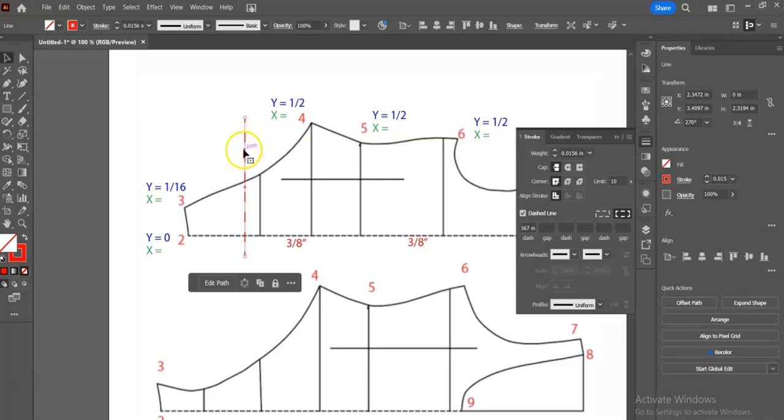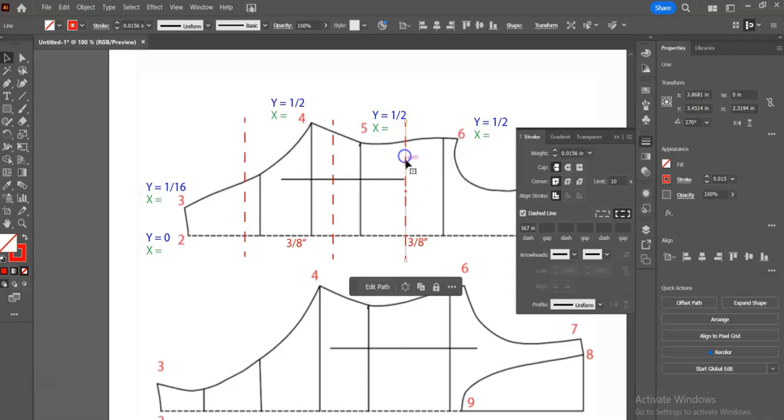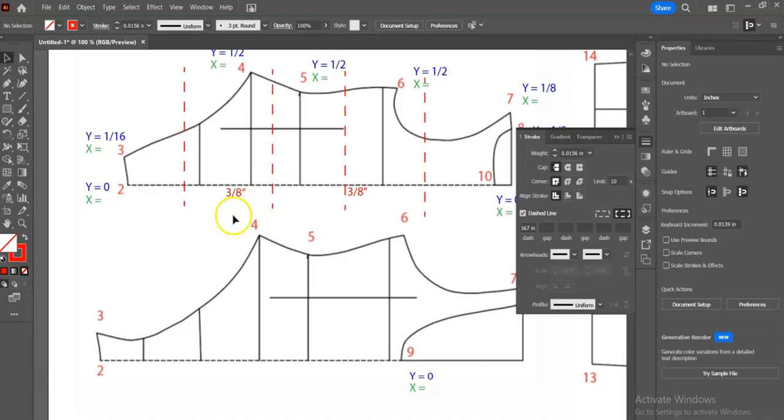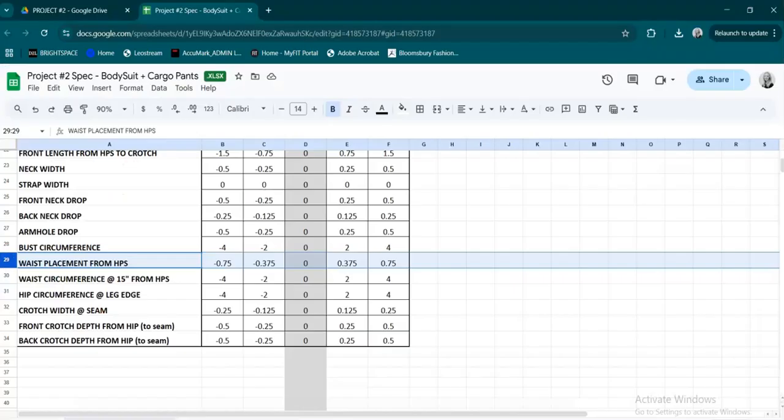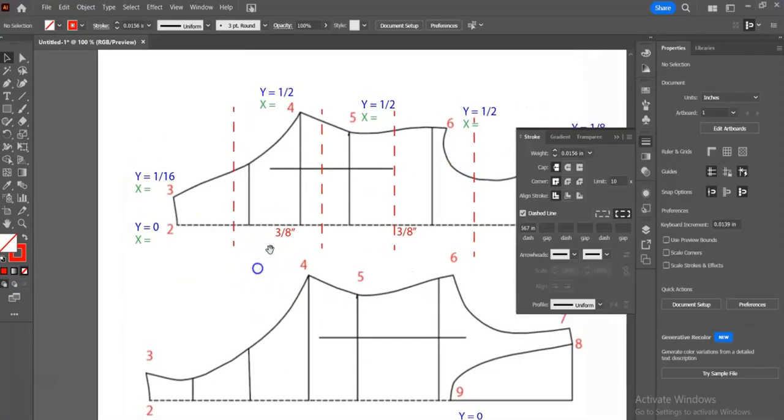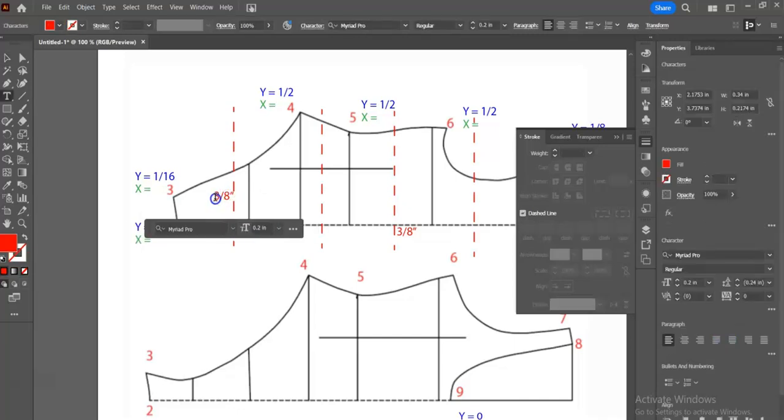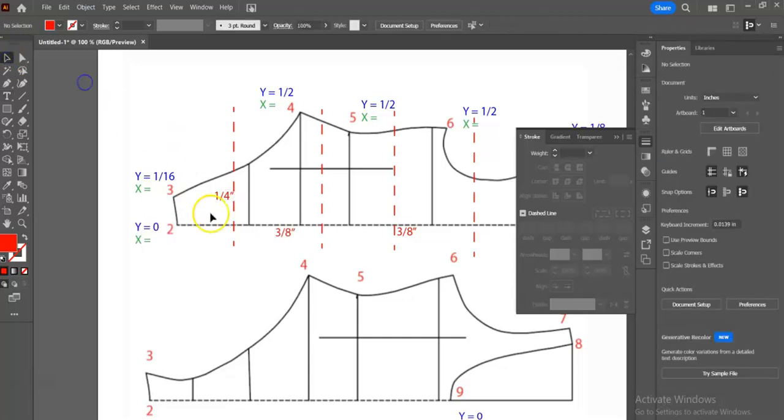And let's say I have a slash line here. Let's say I have a slash line here, and let's say I have a slash line here. So if I need to account for 3/8 here, let's see, we have a crotch depth, which is from here to here. Let's see what that grade is. That's 1/4 of an inch. So that means this slash line will be 1/4.